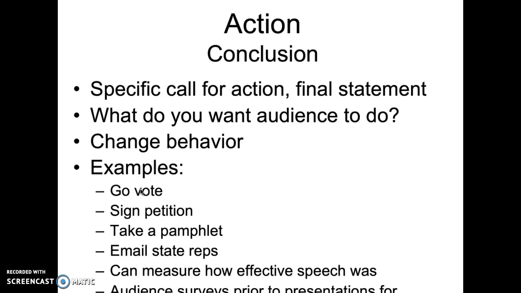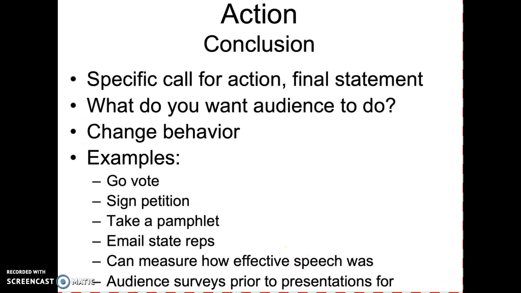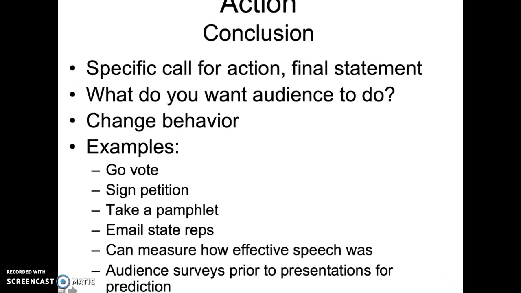The final step is action or conclusion. So a specific call to action. What do you want the audience to do? Because you're trying to get them to change behavior, not attitudes, values, or beliefs. So what would you like them to do? Go vote, sign a petition, take a pamphlet, email state reps. Depends on what you want them to do. So you might ask them to take a survey, do an audience survey.